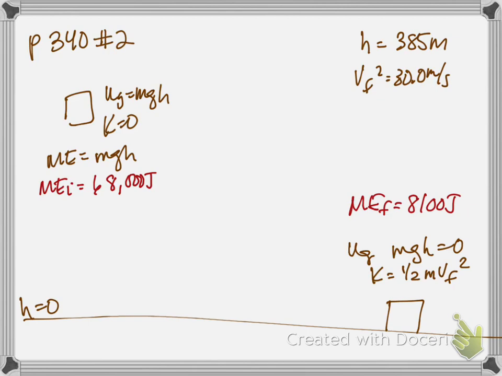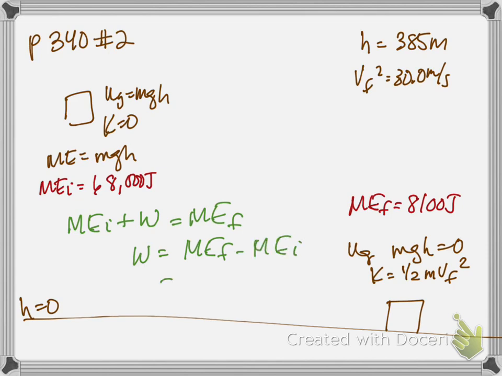So what we have here is just a work-energy problem. We have the initial mechanical energy plus the work done on the system equals the final mechanical energy. And so the work done is just equal to the final mechanical energy minus the initial mechanical energy. When you do the math there, you get about 60,000 joules. 60,000 joules of work was done on the system that was converted into internal energy. So that's the answer for question number 2.